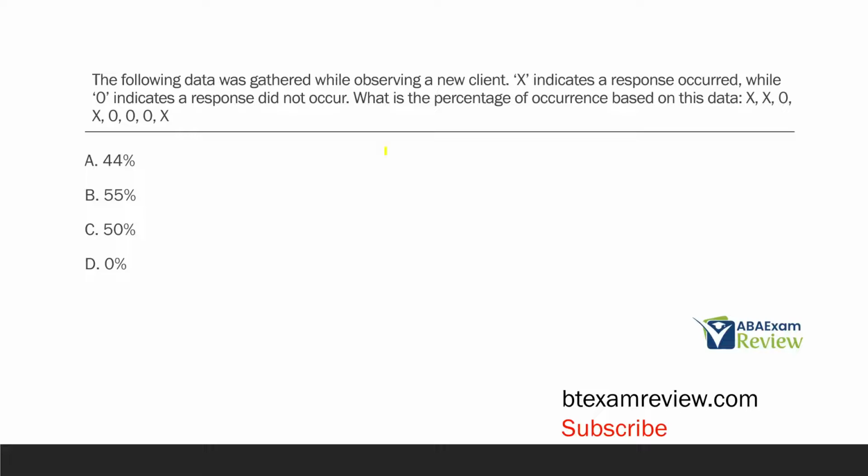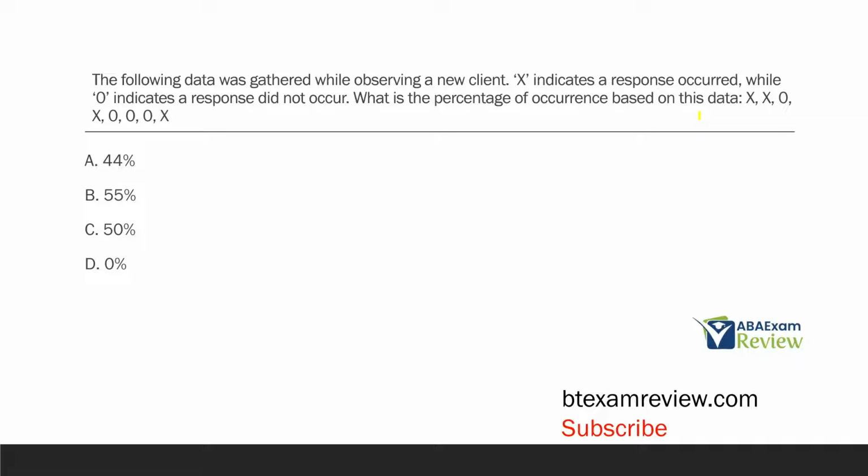The following data was gathered while observing a new client. X indicates a response occurred, while 0 indicates a response did not occur. What is the percentage of occurrence based on this data? And then we have data points. Now, don't panic, because you have to interpret the data. Very, very straightforward. That's the great thing about most of the data we take: it is typically pretty easy to interpret.